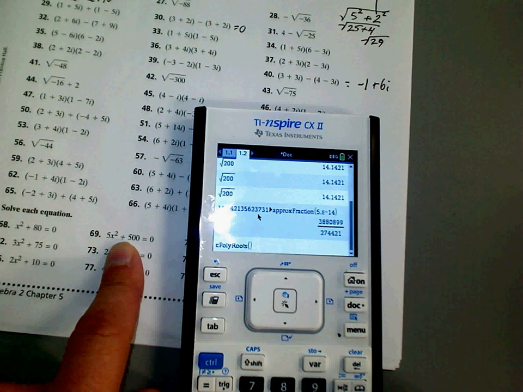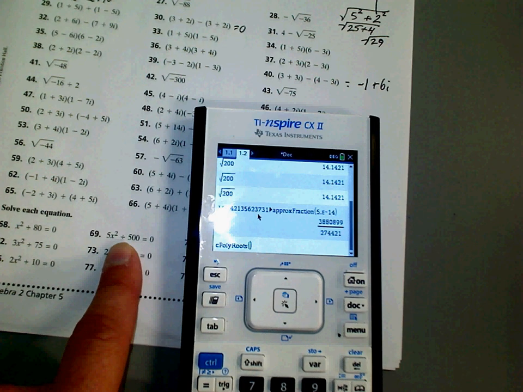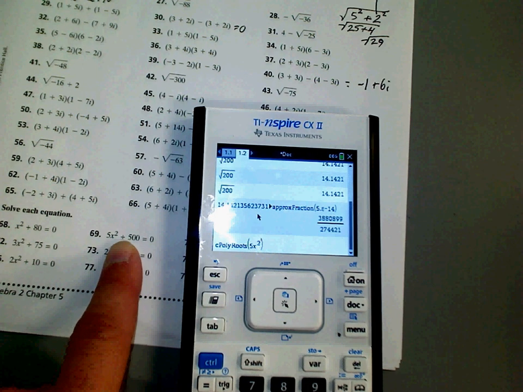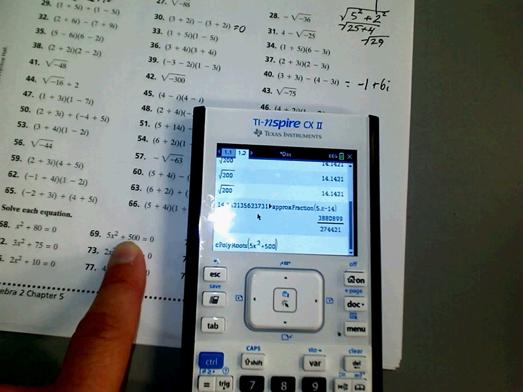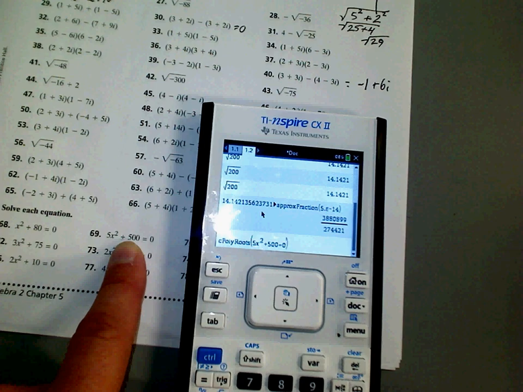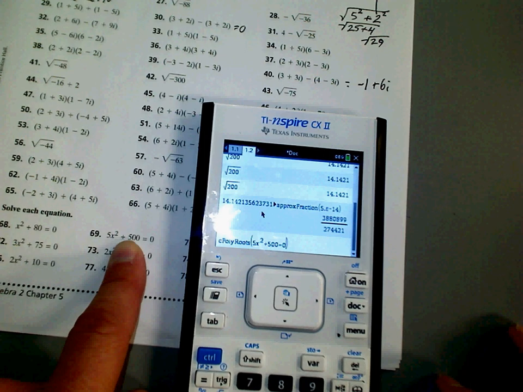All right. So we type it in. 5x squared plus 500 equals 0. What do you guess? What else do you guess I need to do? I guarantee I'll get an error if I enter there. There's probably something I need to do.